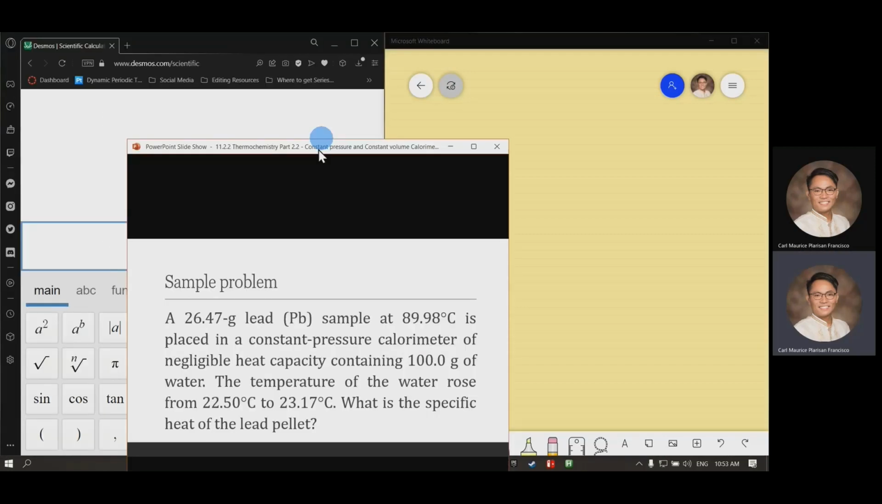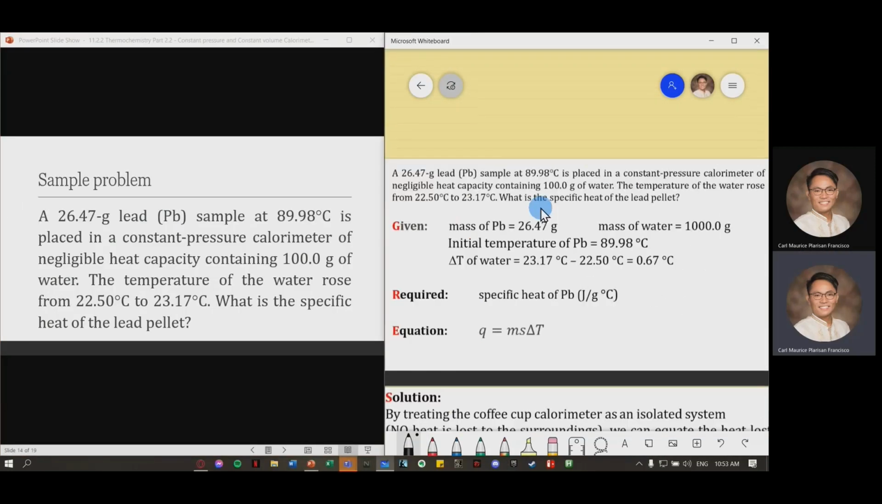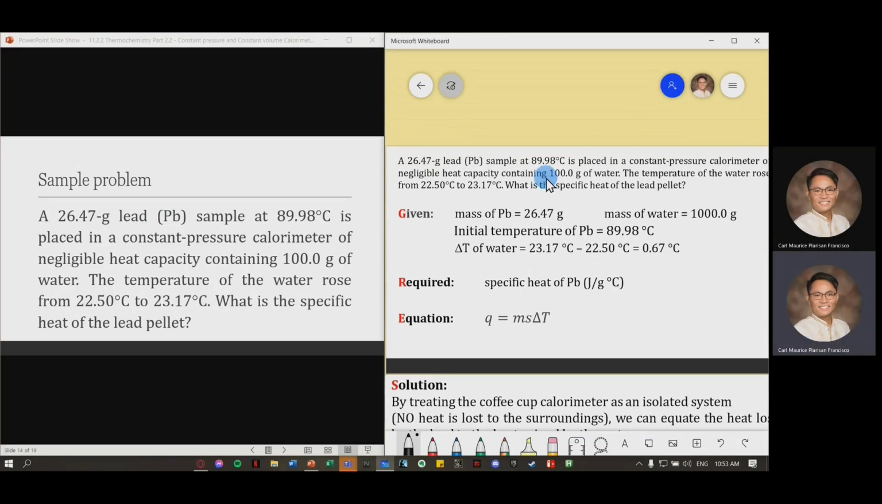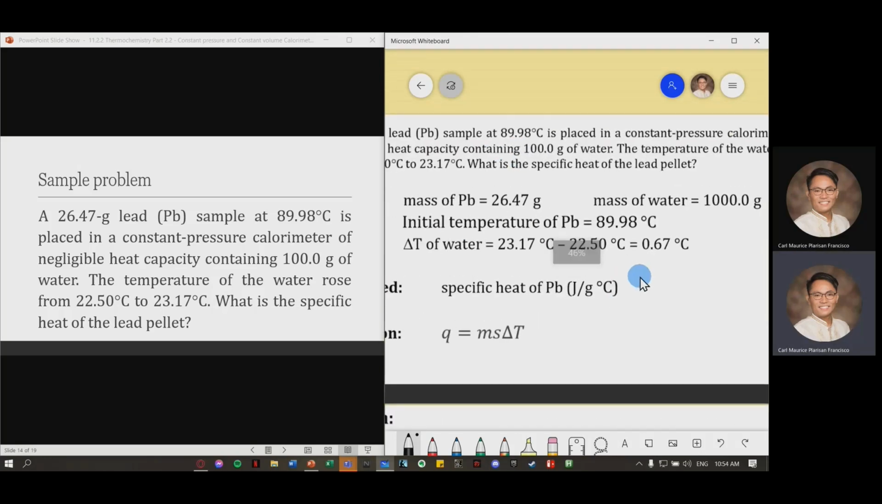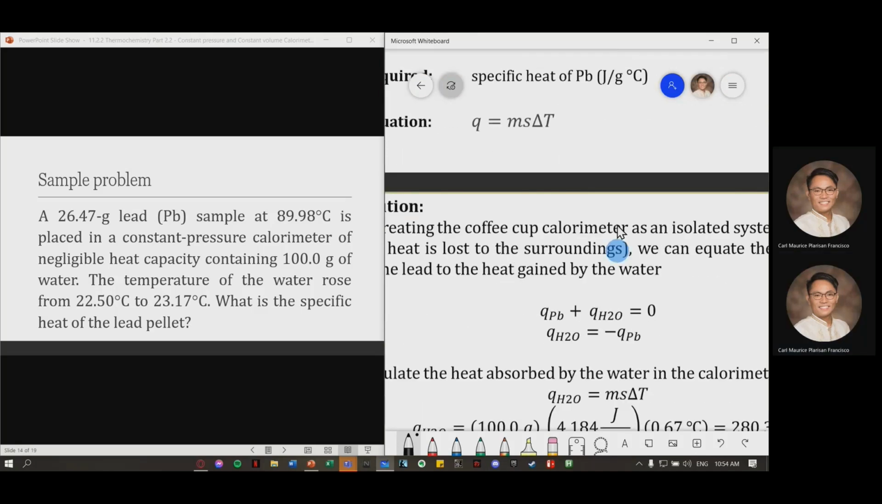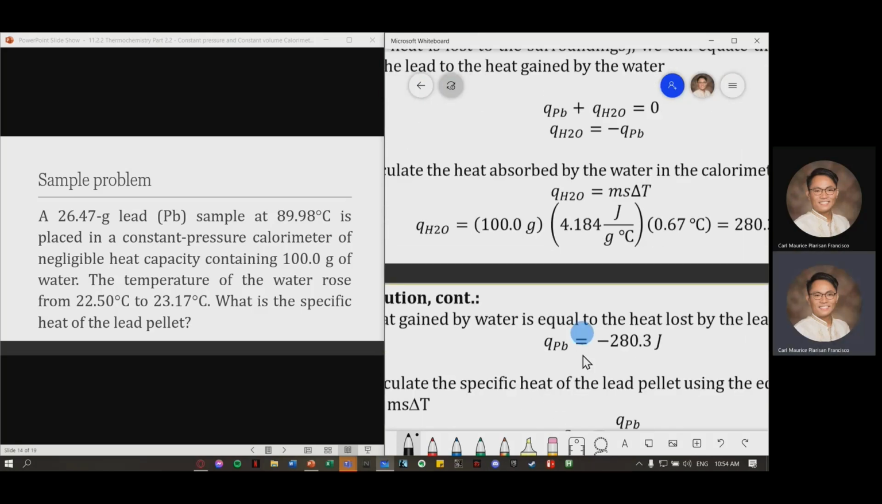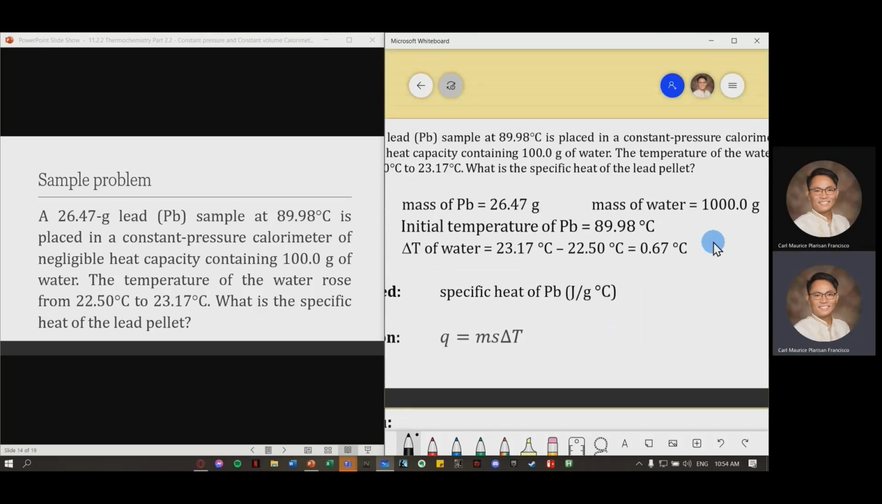Okay, so let's have here the following calculation. So let me explain the following given. Okay, so our given are the following. Mass of lead, 26.47. Mass of water, why is it 1,000 here? I'm sorry, this is supposed to be 100. So this is typographically incorrect. So this is 100.0 grams. Okay, 100.0 grams of water.